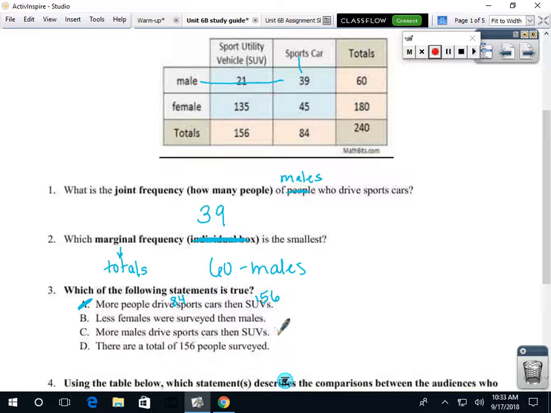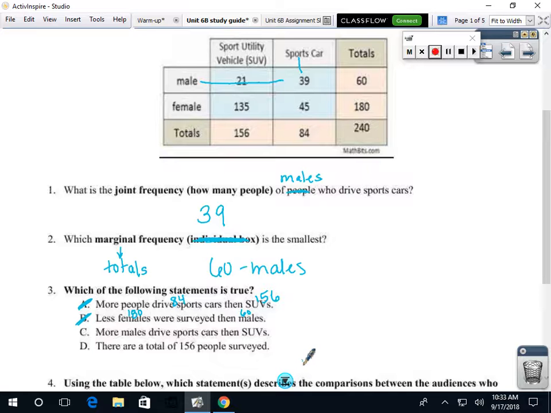All right, B, pay attention. Fewer females were surveyed than males. Okay, how many females were surveyed? 180. How many males were surveyed? So is it true that fewer females were surveyed than males? No, triple the amount of females were surveyed than males. Okay, C, more males drive sports cars than SUVs.